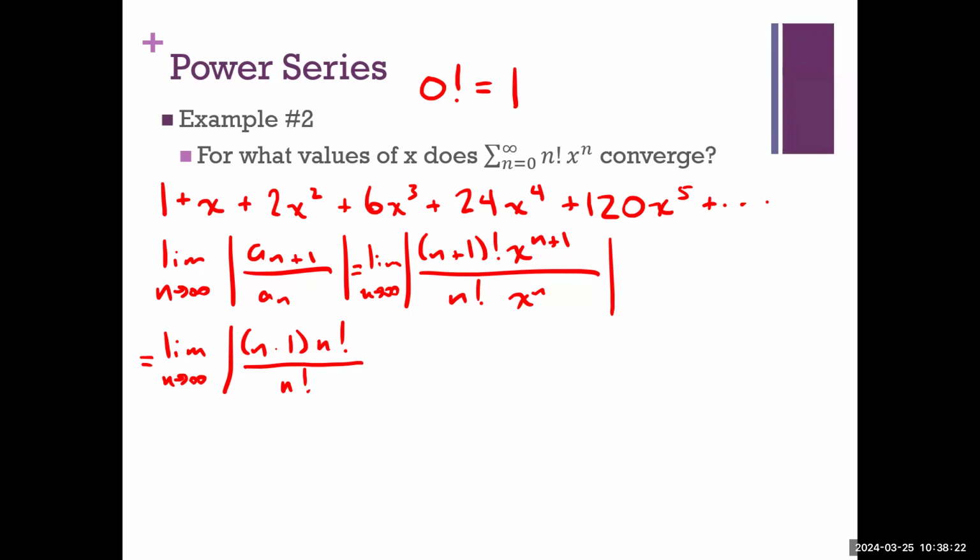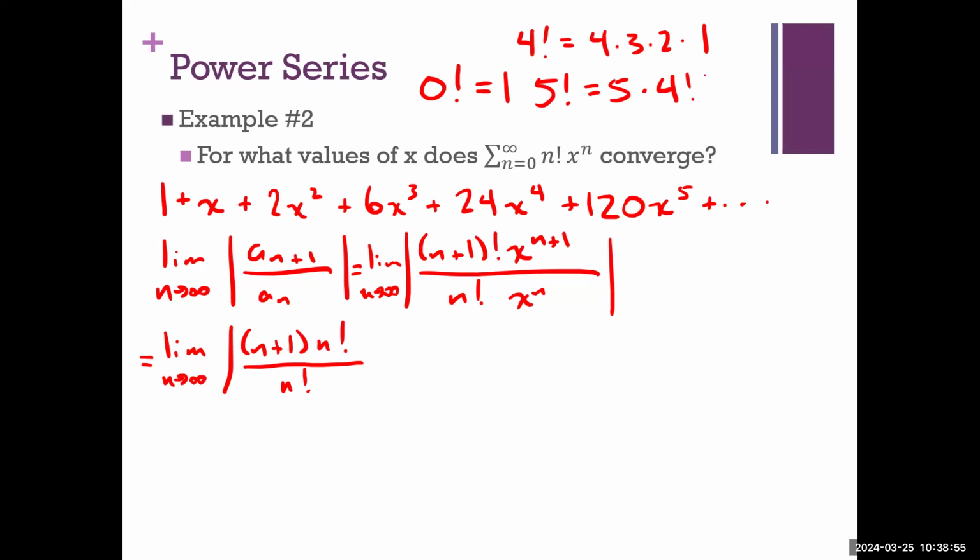Let's talk about why I can write n plus 1 factorial as n plus 1 times n factorial. We okay with that? Let's do a concrete example here. If I write 4 factorial, what does that mean? Basically, it's this descending product. So could I say that 5 factorial is equal to 5 times 4 factorial?